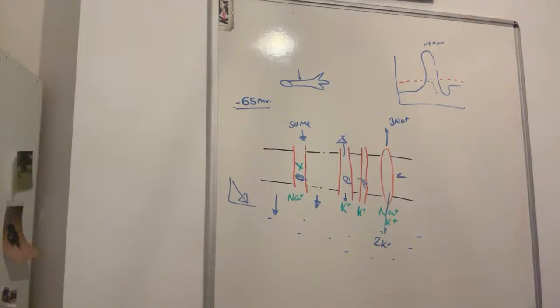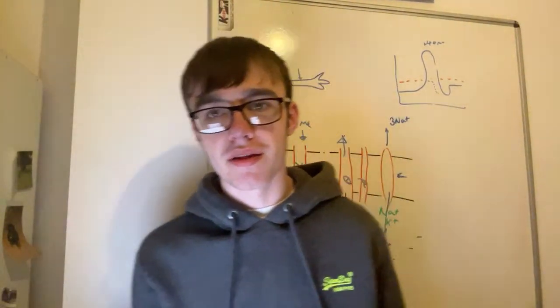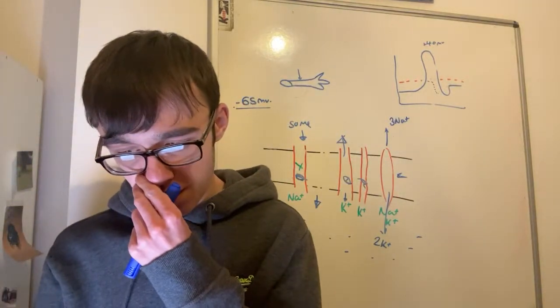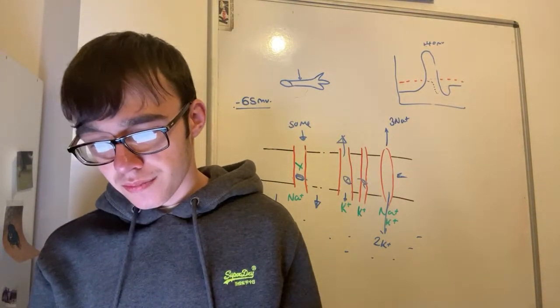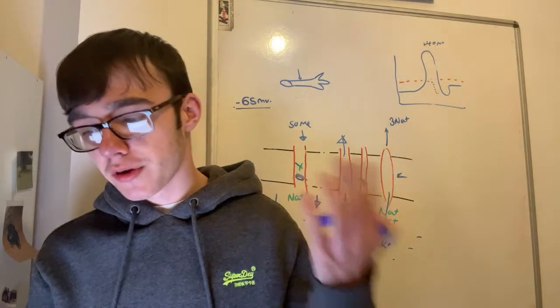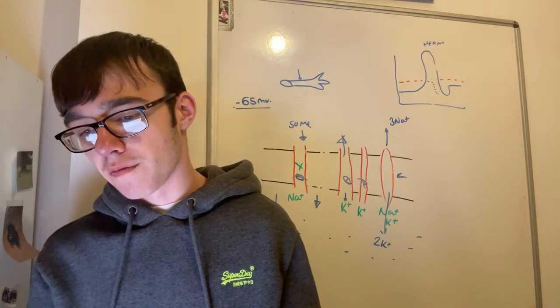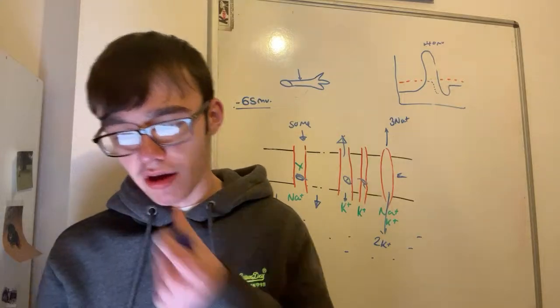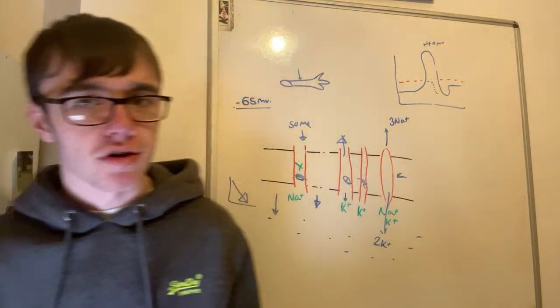So yeah, resting potential of minus 65 is established. Leaky potassium channels and closed sodium channels ensure a maintained negative charge inside the cell. So when a stimulus is detected, some sodium channels will open, causing sodium to diffuse down the concentration gradient and into the cell, which will raise the charge, obviously.